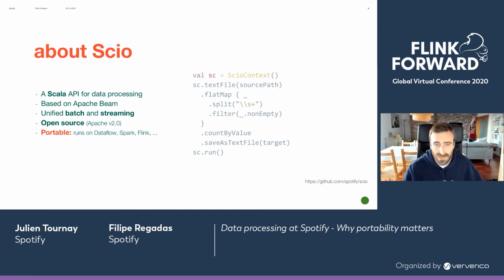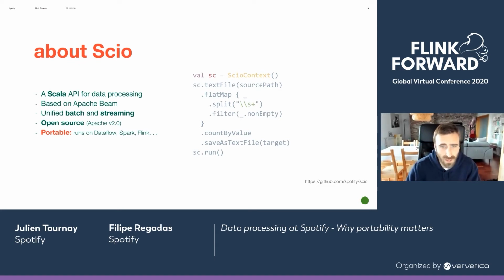On the left side, we can actually see an example of a Scio job. And we can see, even if it is a naive word count, that it's very concise and very easy to read. So because, as I mentioned, Scio is used to define all of our data processing jobs, it's a very fundamental piece in Spotify's tech stack, and by extension, so is Scala.